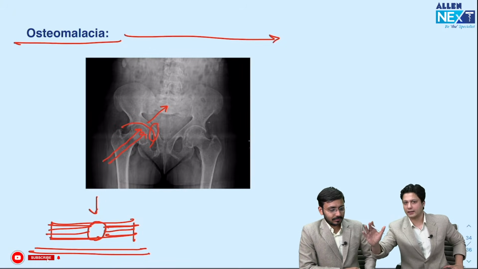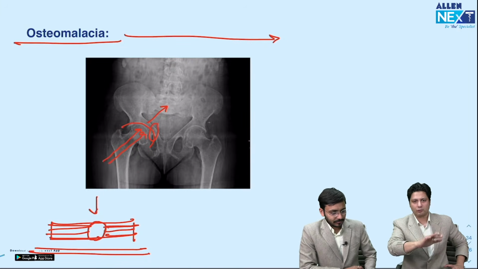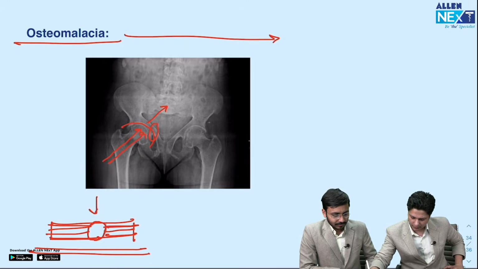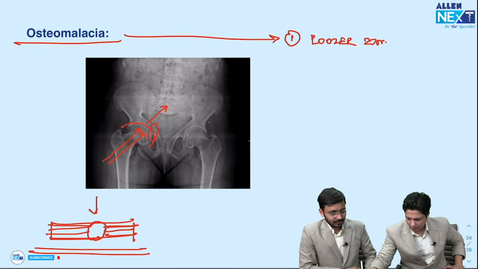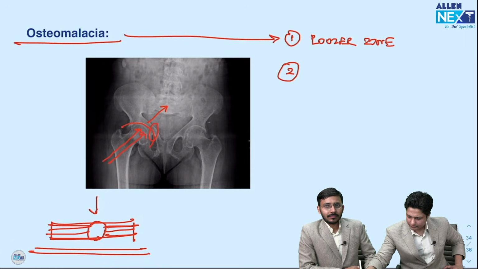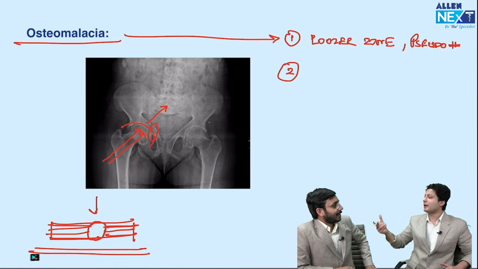Osteomalacia is always identified by the X-ray findings. Peculiar X-ray findings will always be provided to you in the question. The first X-ray finding will be Looser zone, also known by the name of pseudo fractures. This is also called by the name of Milkman fracture.